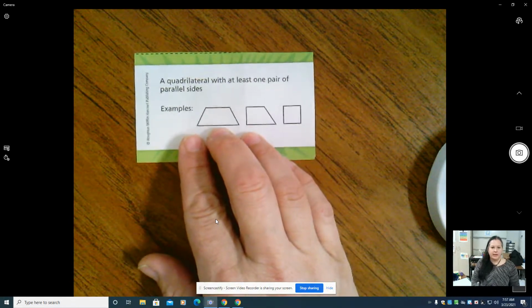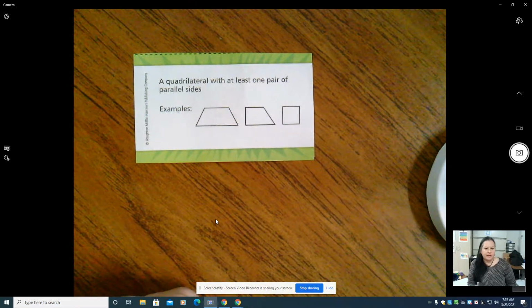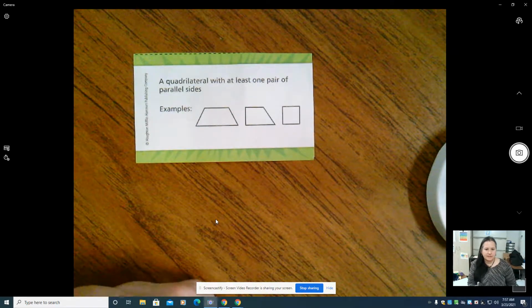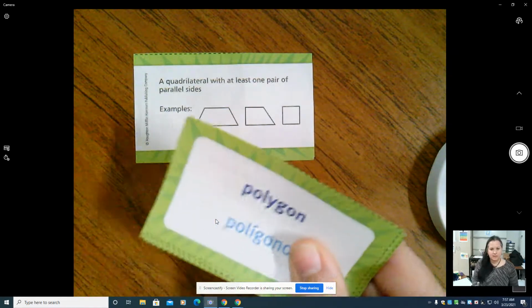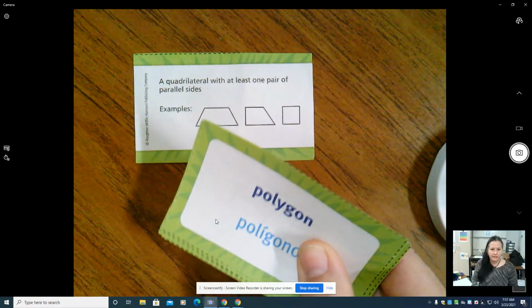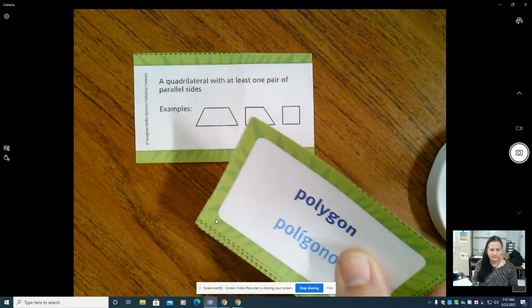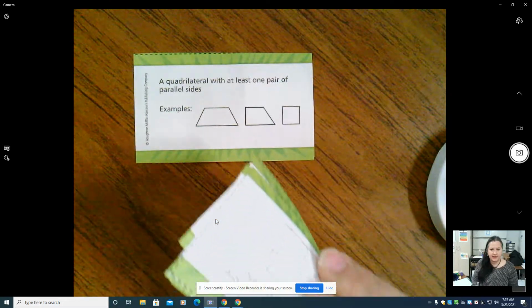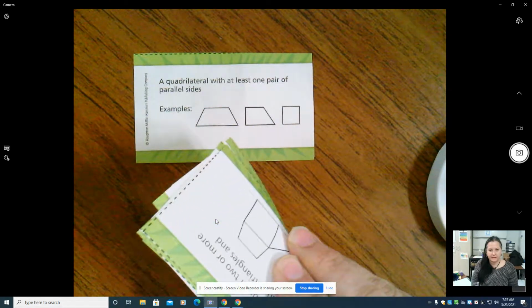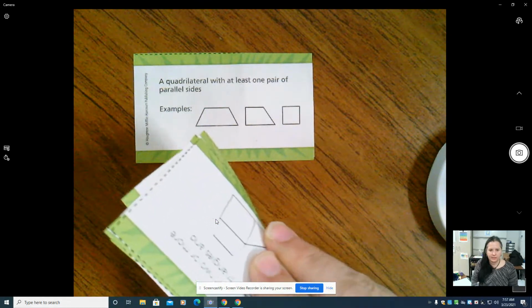Trapezoid. A quadrilateral with at least one pair of parallel sides. So here are some examples. Quadrilateral, quad means having four sides. And then having one pair, at least one pair that's parallel.